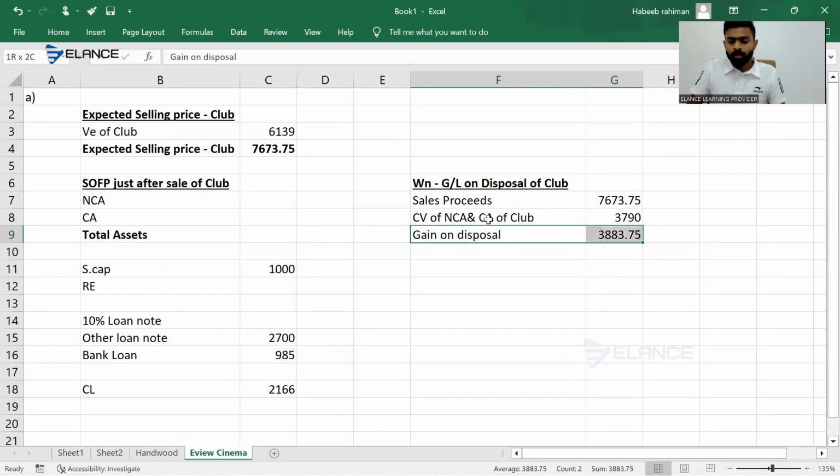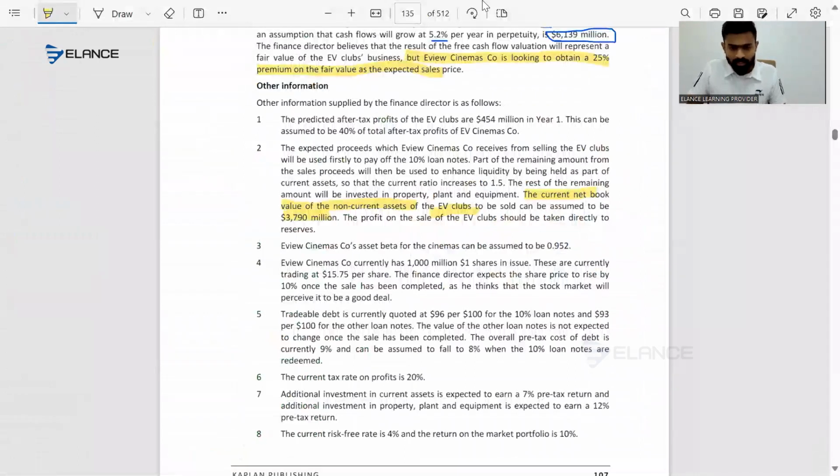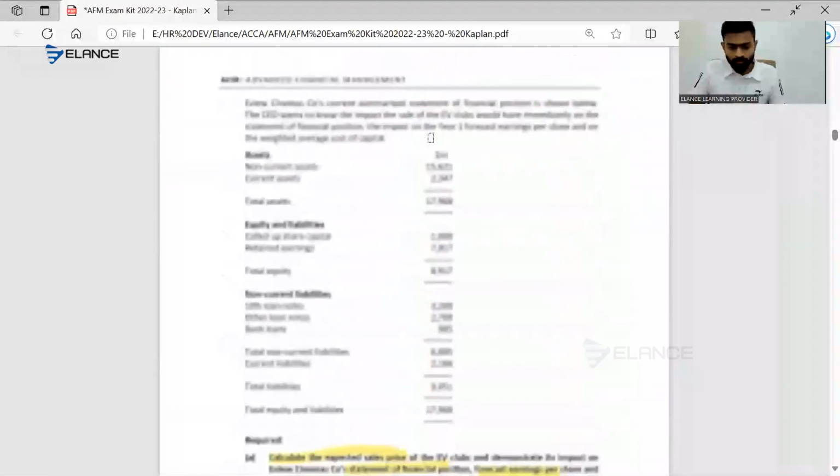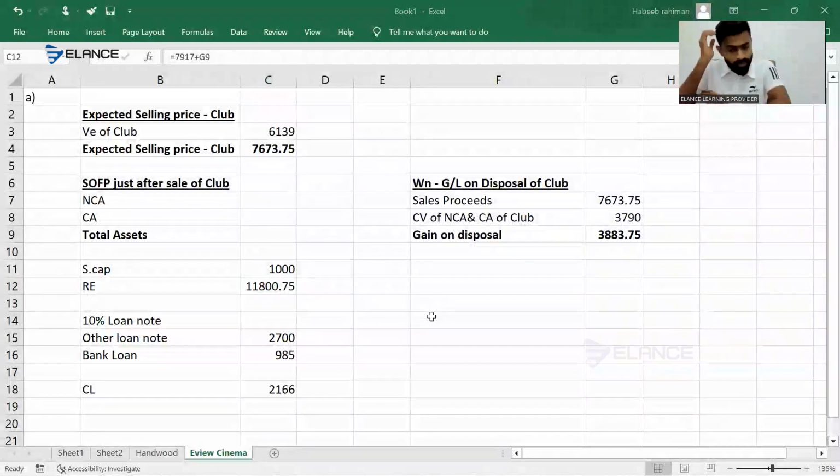Disposal. It is 3883. So retained earnings, what's the current retained earnings in current SOFE? They have retained earnings of 7917. 7917 plus this gain. Is it clear now for those who couldn't?